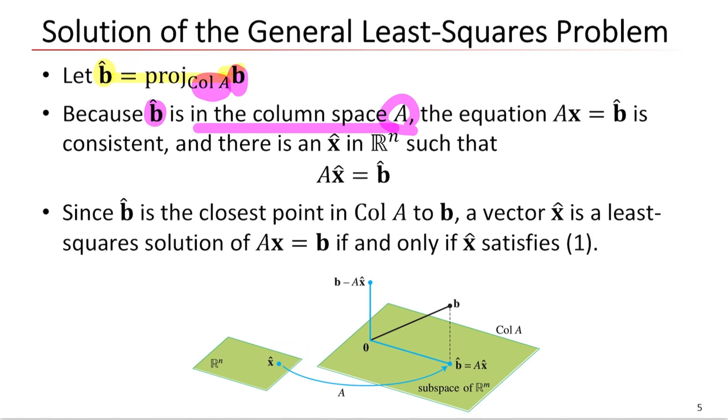The equation Ax equals p hat is consistent, right? Because p hat is in the column space of A, then there exists an x hat that satisfies A x hat equal to p hat.